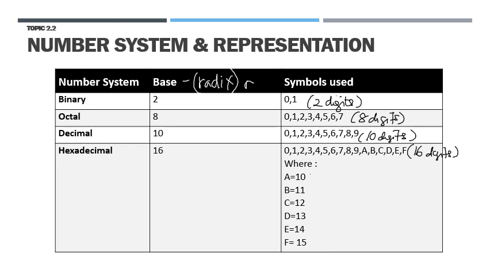Normally the decimal, base 10, is very common because we use decimal numbers in our daily life, for example to measure distance, weight, and count money. So that is the most common number system.